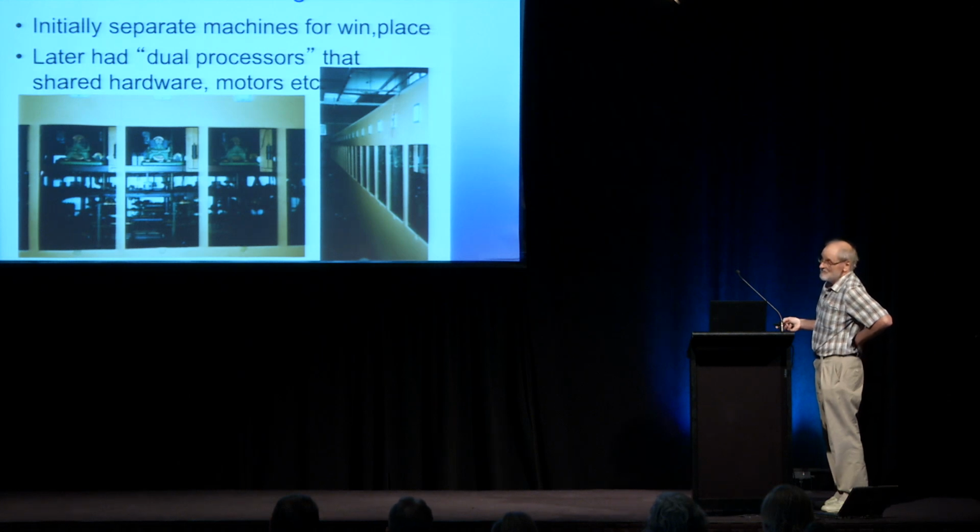But they made machines which would handle both wins and places, and they would share common machinery like the motors. So this is a machine which is maybe still in New Zealand, and one side of the machine is devoted to win betting, the other side to place betting.